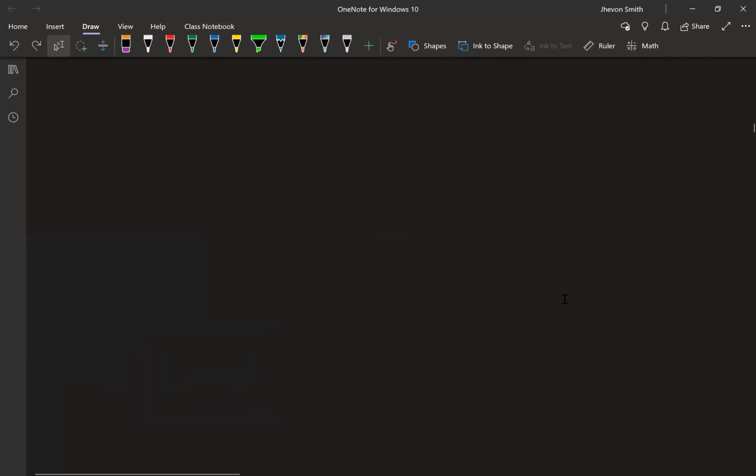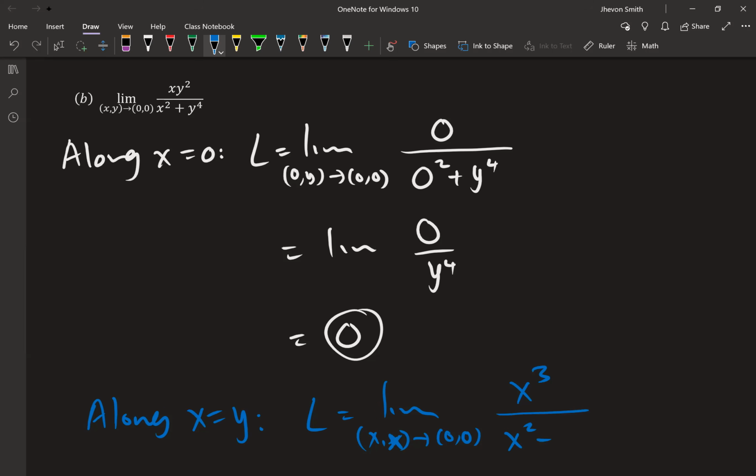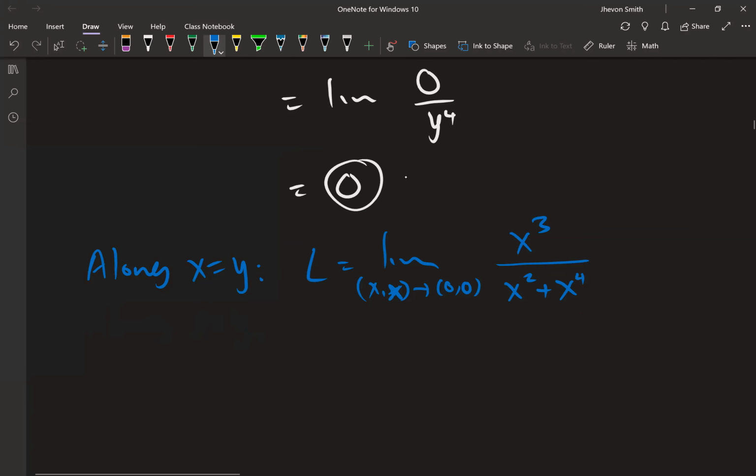So here, what would it look like if you went along x equals y, or y equals x? Your limit would look like the limit as (x, x) approaches (0, 0). This would look like x cubed on top. I would have x squared plus x to the 4th on the bottom. Then that would simplify, I could cancel out an x squared, and that would again approach 0. So not a great path.